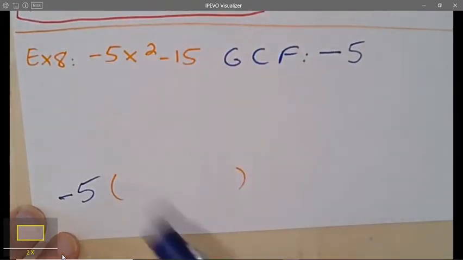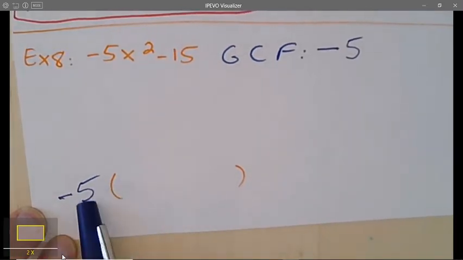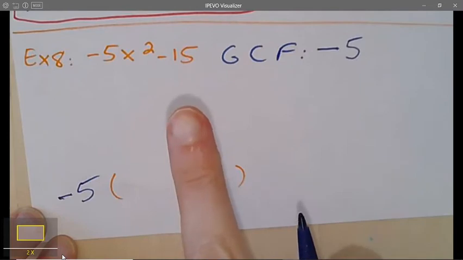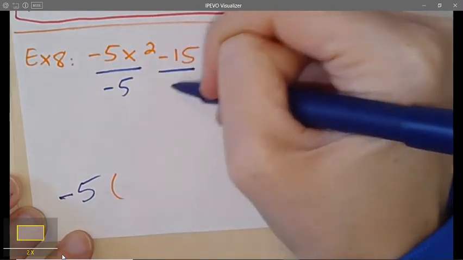And don't forget to include your bestie out in front of your parenthesis. Don't forget about your bestie. That is quite mean if you do that. Don't do that. Okay, and I'm going to take my GCF and divide it into every single term.